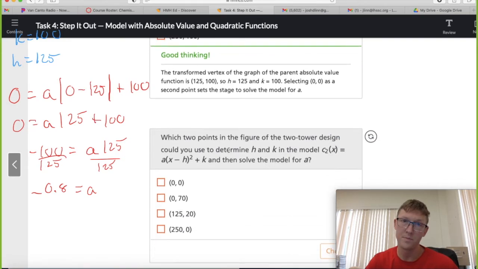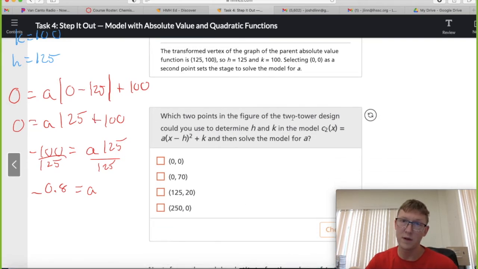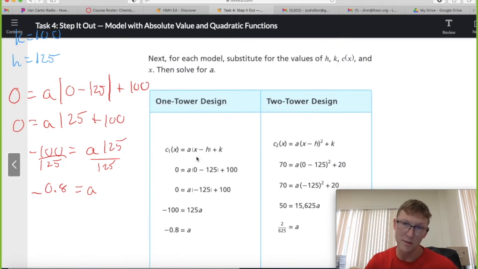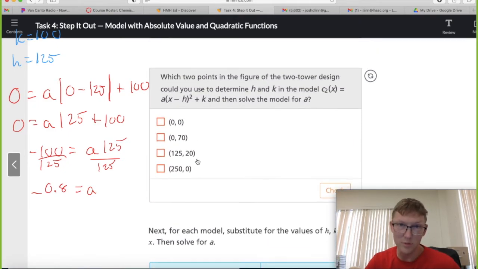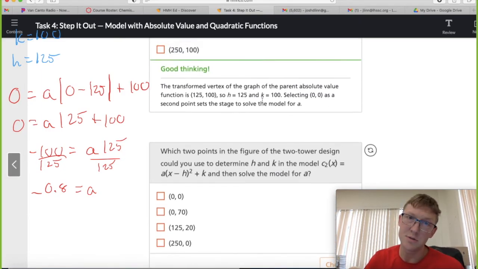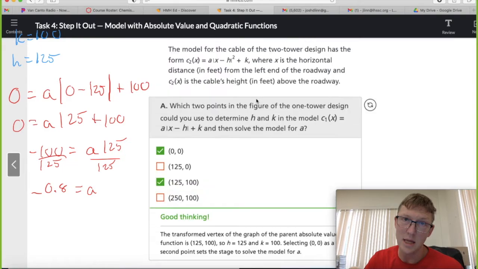Yay. Which 2 points of the figure of the 2-tower design could you use? Do I have to solve this eventually? Oh, yes, okay. Just making sure that I'm not doing all this work for nothing. Which 2 points for the 2-tower design could you use to determine H and K?